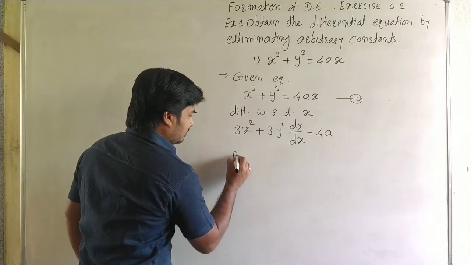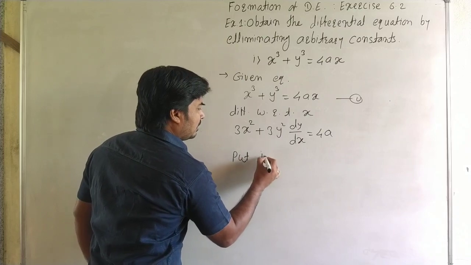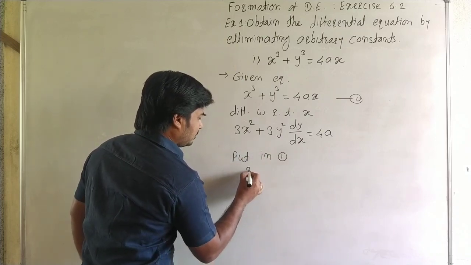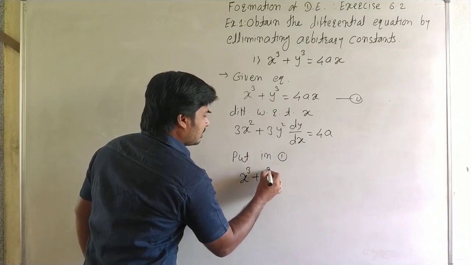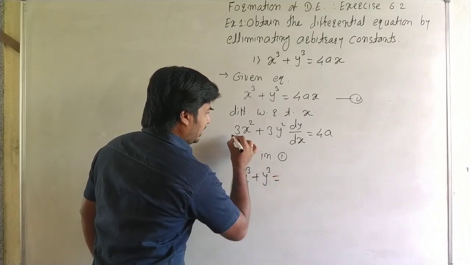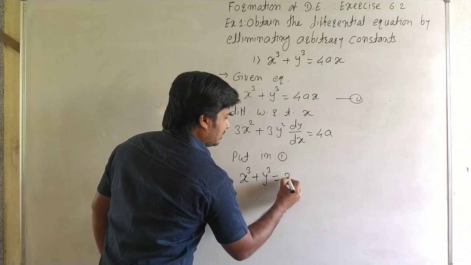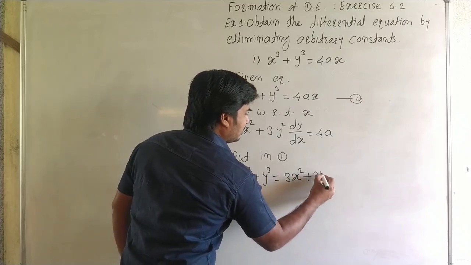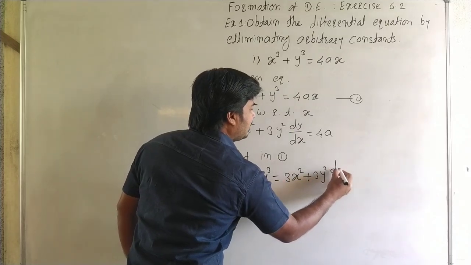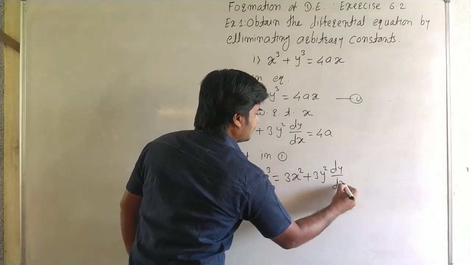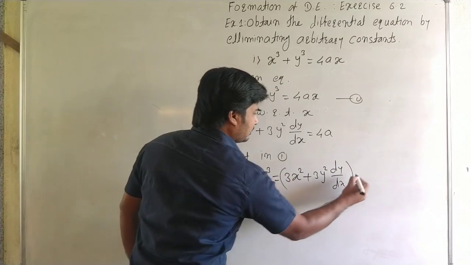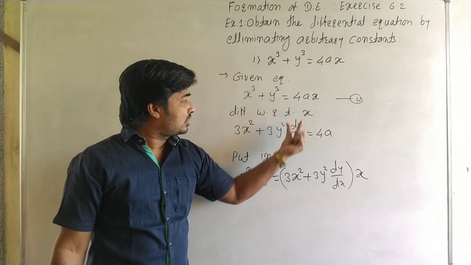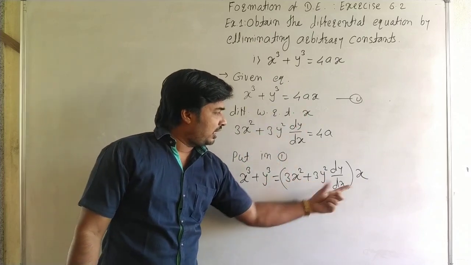Now put it in equation number 1. Therefore it is x cube plus y cube is equal to 4a, which is 3x square plus 3y square dy by dx, into x. Here x cube plus y cube is equal to 4a into x.